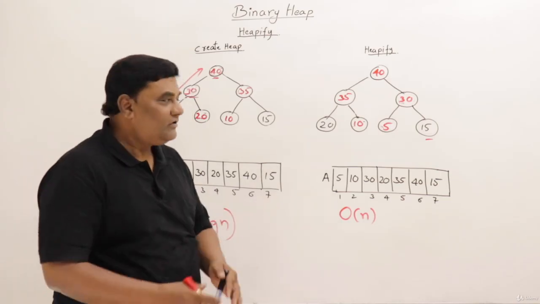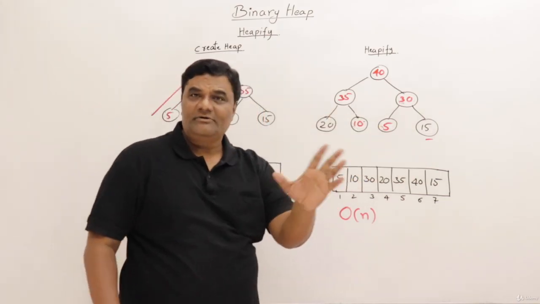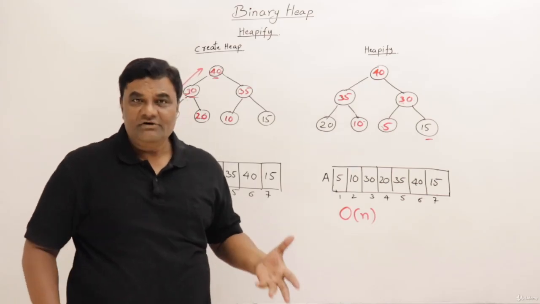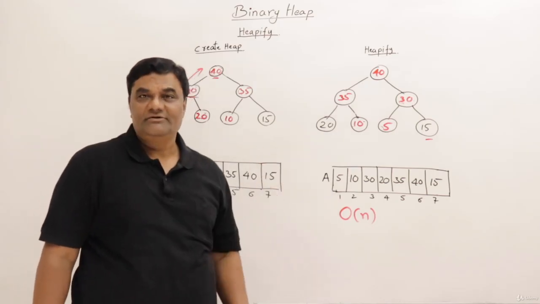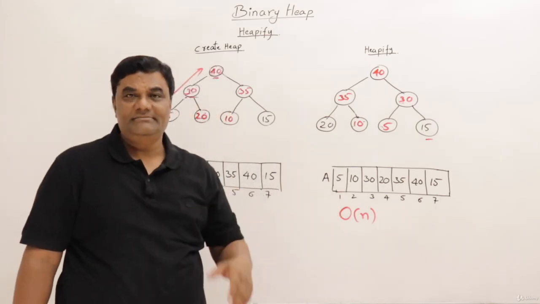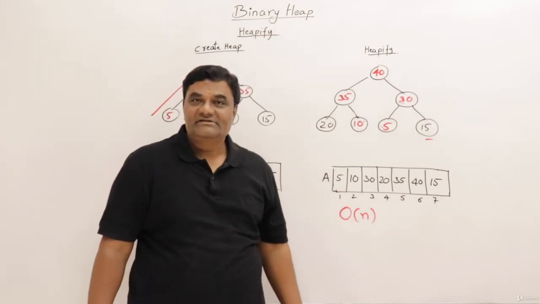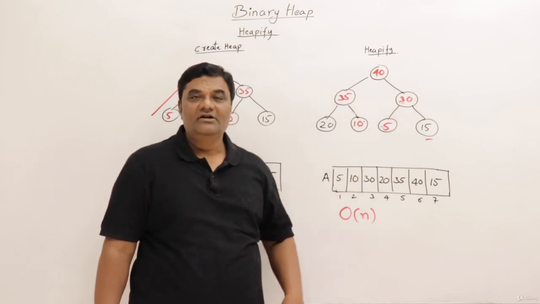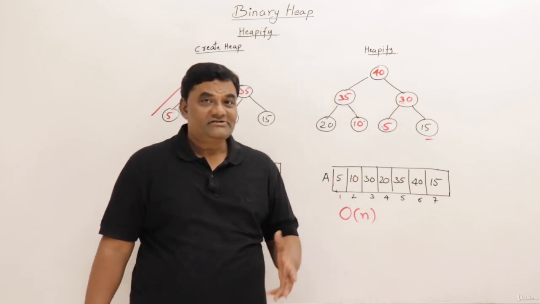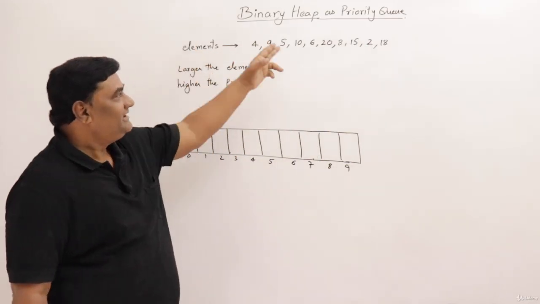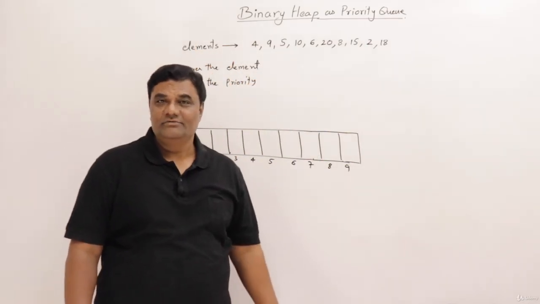This is much faster because half of the elements we are not processing, because half of the elements will definitely be leaves. So leaves we don't have to process. Half of the elements only we have to process. We have adjusted only 3 elements. So that's how time is order of n. This is a faster method for creating a heap. That's all about Heapify.